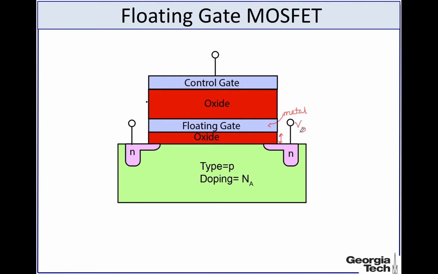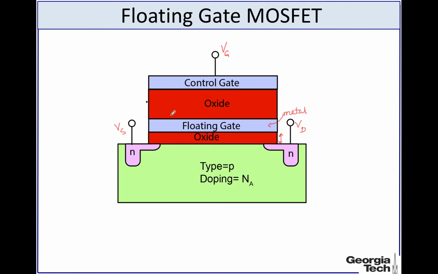This is the drain voltage VD, and this is the source terminal voltage VS, and then you have access to the control gate where you apply the gate voltage. You do not have an external access in general to the floating gate.